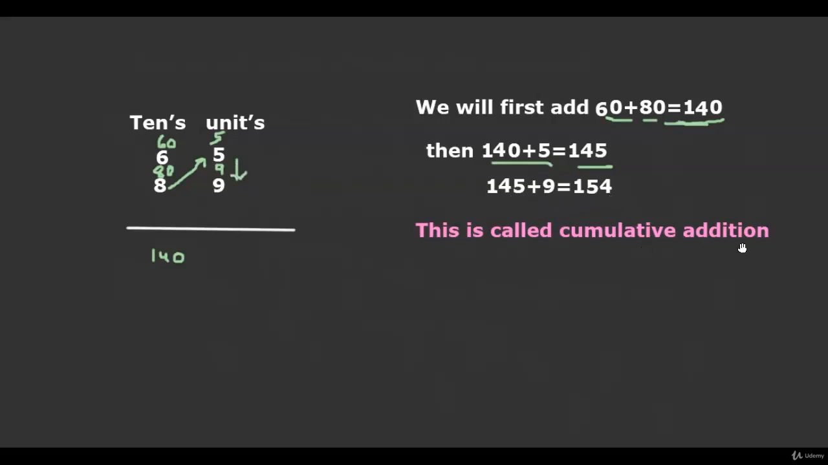Now this is called cumulative addition because we miss out the plus sign. We just have running totals in our brain. 60 plus 80, 140, 145, 154, like this. So we miss out the plus sign. So this is called cumulative addition.